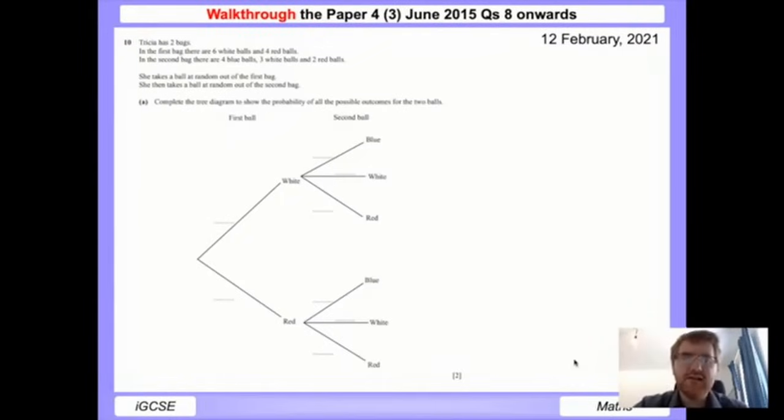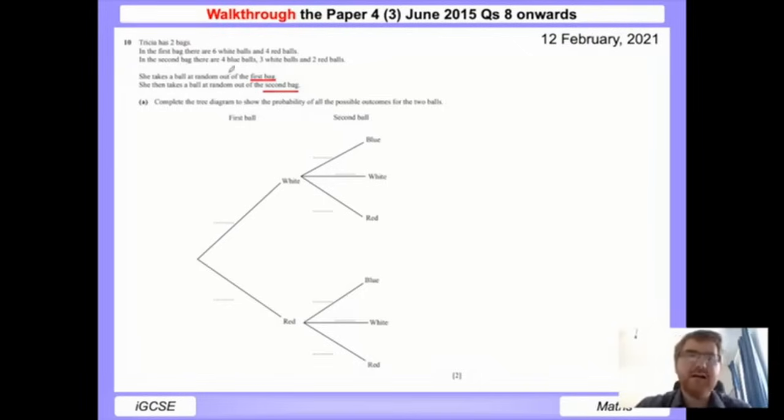So we have a probability question. Trisha's got 2 bags. In the first bag, we have 6 white balls, 4 red balls. In the second bag, 4 blue balls, 3 white and 2 red. She takes a ball out at random out of the first bag, then takes a ball at random out of the second bag. It is with replacement, i.e. there's no change in probability between bags 1 and 2. So it stays as is. And we need to complete the tree diagram for 2 marks.